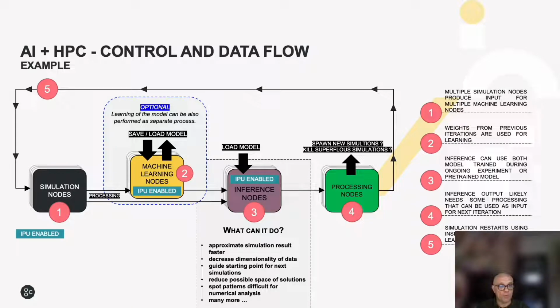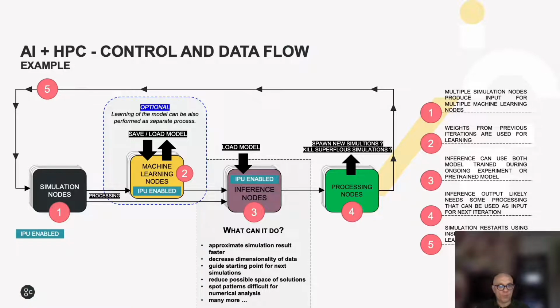This diagram shows our experimental system architecture. Basically, the system contains 4 different types of nodes and 5 processes. In the first process, multiple simulation nodes produce the inputs for the machine learning nodes. Then they transfer the data to the machine learning nodes, where weights from the previous iteration are used for the learning. In every iteration, we are updating the weights, making our model more accurate.